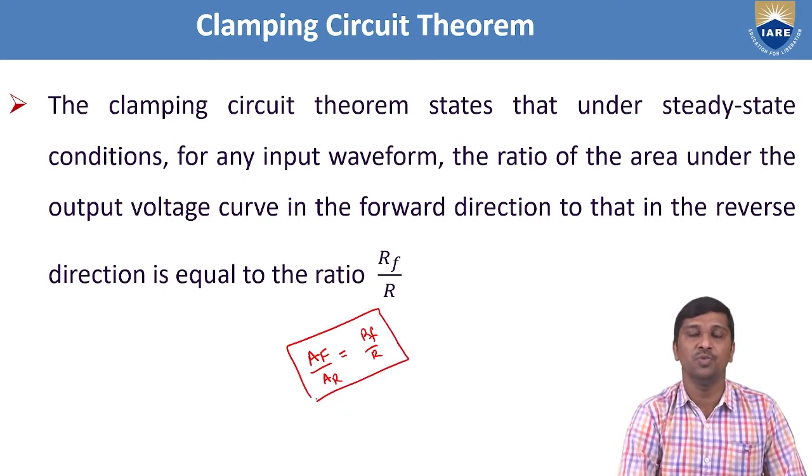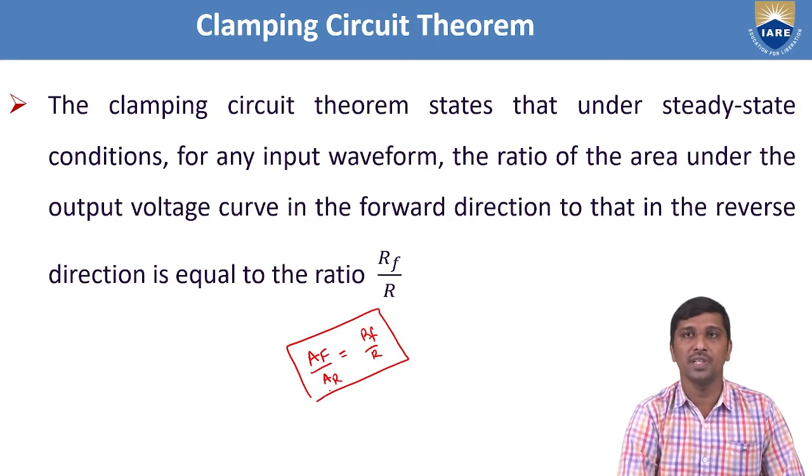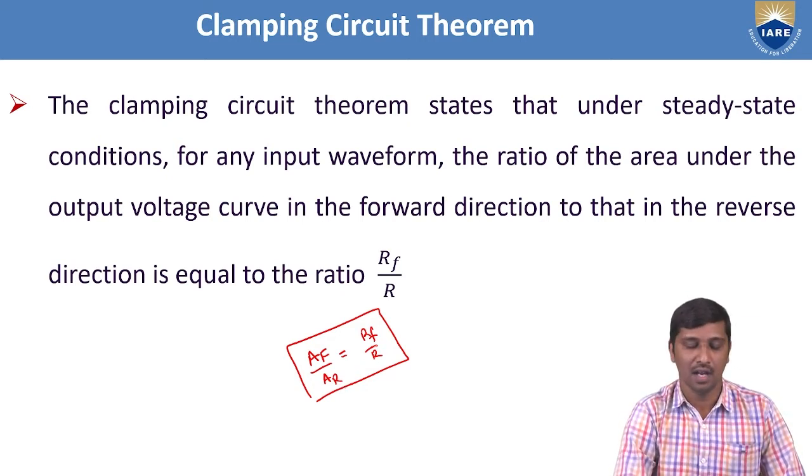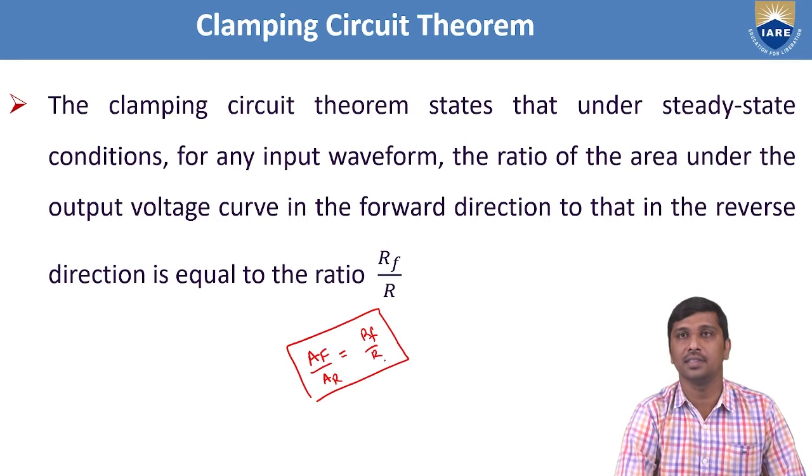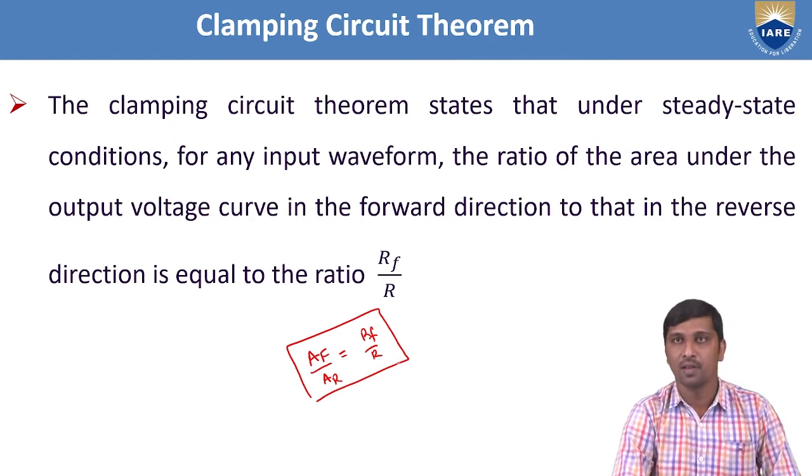Now we are going to prove the statement, showing how the ratio of the areas under the forward direction and the reverse direction is equal to RF to R, where RF is the diode forward resistance and R is the resistance of the given circuit, the resistance we use at the output side.